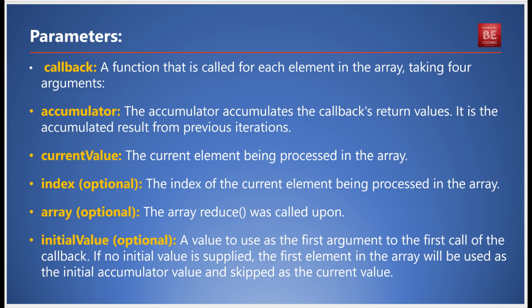The current value is the current element being processed in the array. The index, which is optional, is the position of the current element in the array, while array is the array on which reduce was called upon. An optional initial value can also be used as the first argument to the first call of the callback. If no initial value is provided, the first element in the array is used as the initial accumulator value and skipped as the current value.